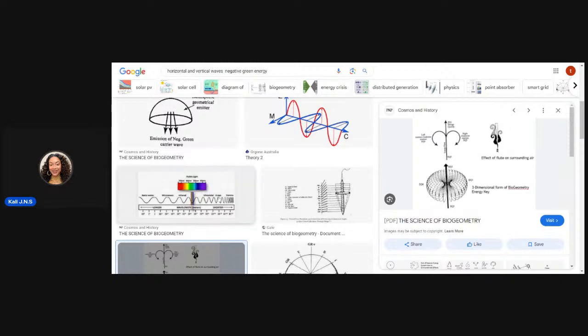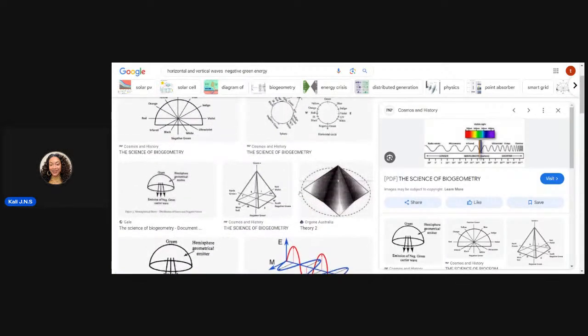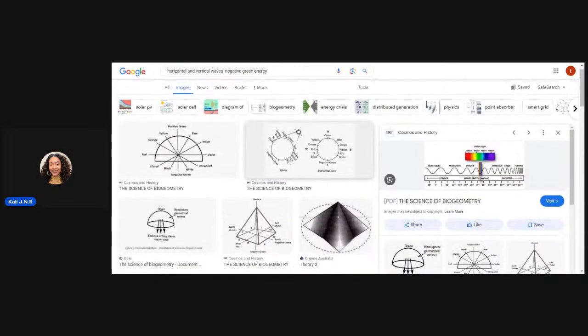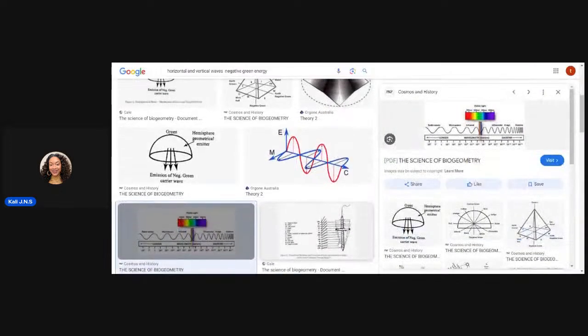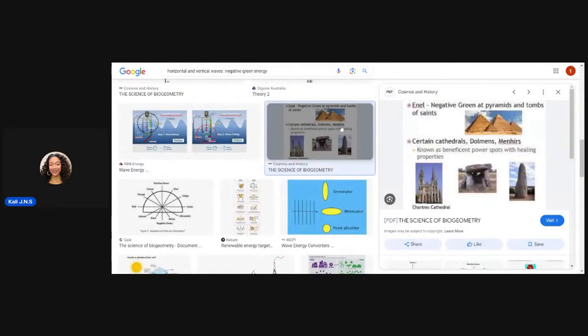And so this is relating to biogeometry. We're going to get into how it affects the body just a bit. I just want to show you. I'm looking for some more of the pyramids. But anyways, the emission of the negative green energy, when it's balanced out, it generally has no effect on the human body. But then there's two waves.